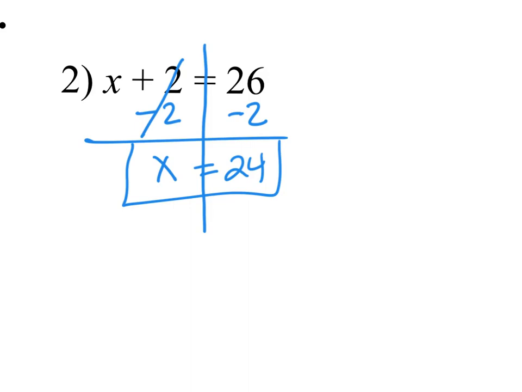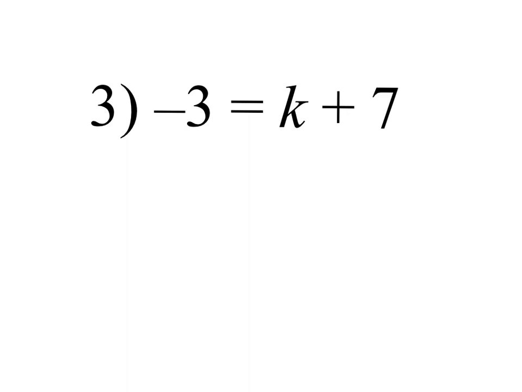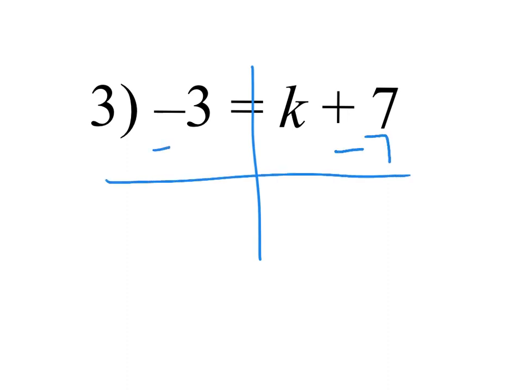Going too fast? Okay, now we're getting a little trickier here. Negative 3 equals k plus 7. I'm trying to solve for k. I need to move my 7 away. It's plus 7. What's the opposite of plus 7? Minus 7. What I do to one side, I got to do to the other. So I have k left over here. Plus 7 minus 7 just zeroes out. And then I have negative 3 minus 7. Leave, change, change. So that's negative 10.